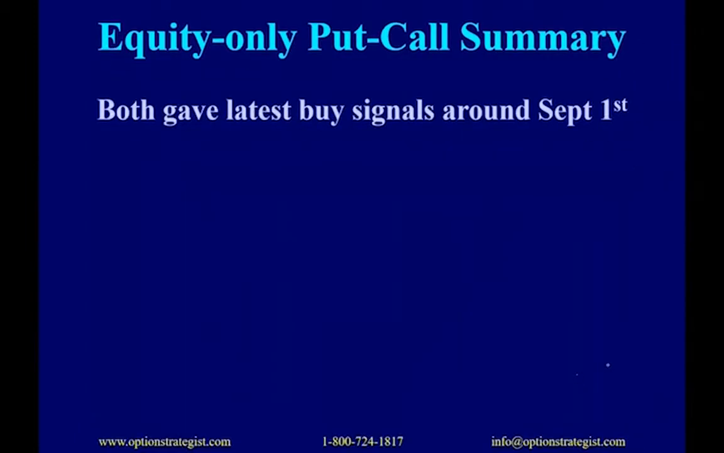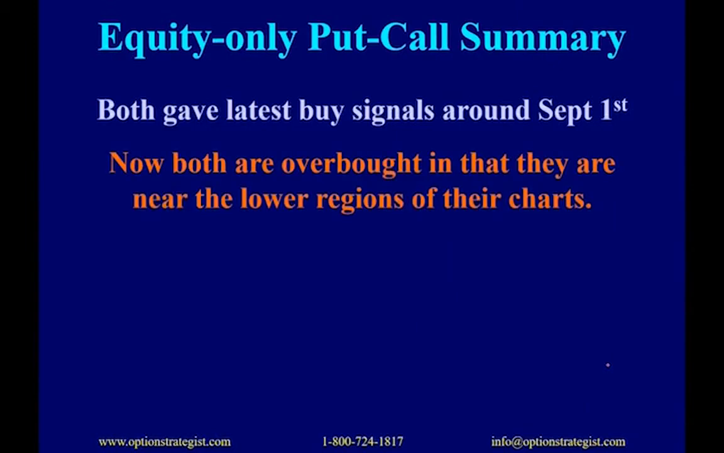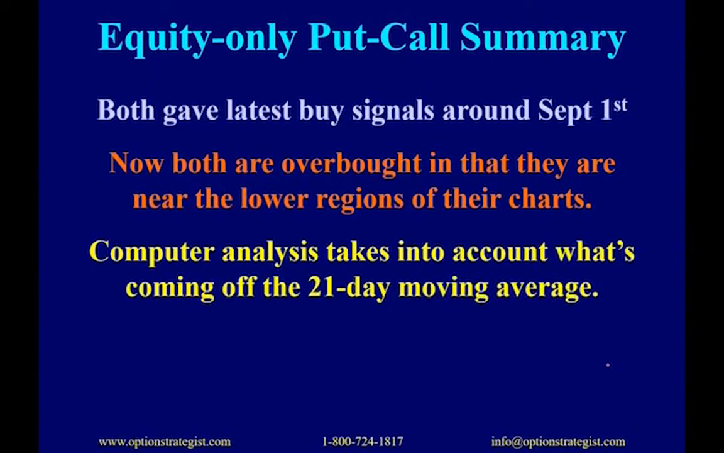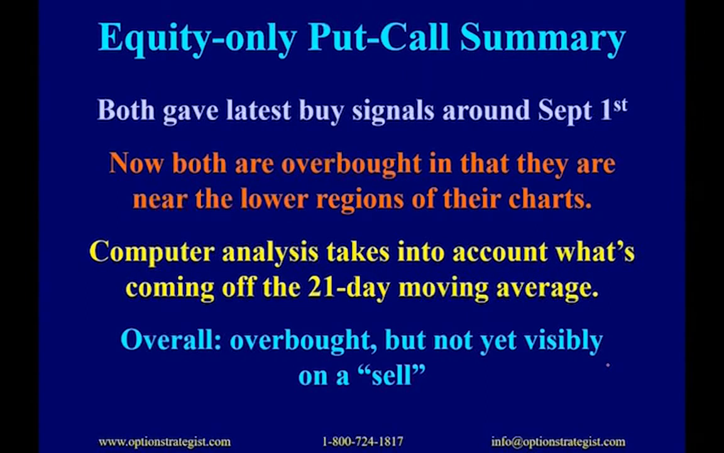So just to summarize, both these ratios, the first one I call the standard, where we just use the volume, standard equity only put call ratio, and the weighted, both gave buy signals around September 1st. They're both overbought since they moved much lower, especially the weighted. And as I said, the computer analysis has given them both sell signals because it's taking into account what's coming off the 21-day moving average. But I think, from experience, I'd like to see them move higher. So I'm just calling them extremely overbought, but especially that weighted ratio is not yet visibly on a sell signal.